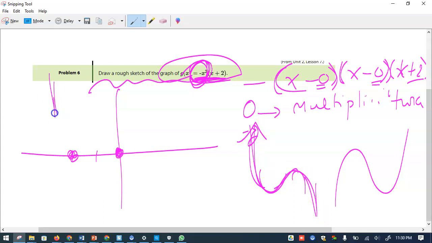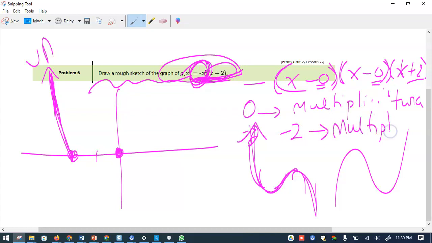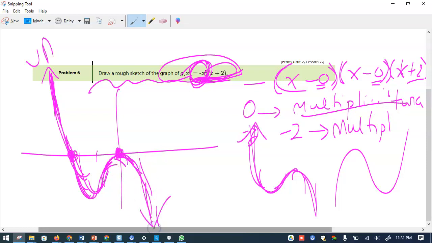So I have to start from up here, and then at minus 2 it crosses, because the opposite of plus 2, which is minus 2, has a multiplicity of 1, so it has to cross there, and somewhere it will take a turn, and then it bounces at 0 because there's a multiplicity of two, so it goes like this, and then it goes down, and you're done. Hope that helps. This is minus 2, this is 0, that's it, and you're done.